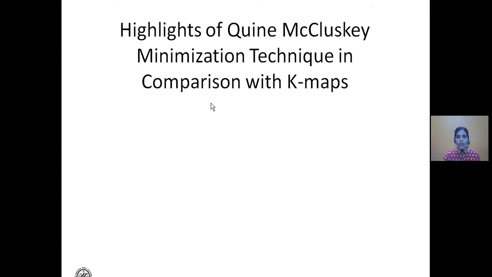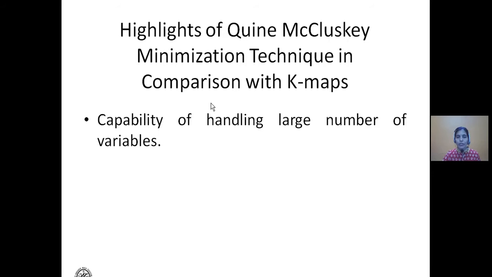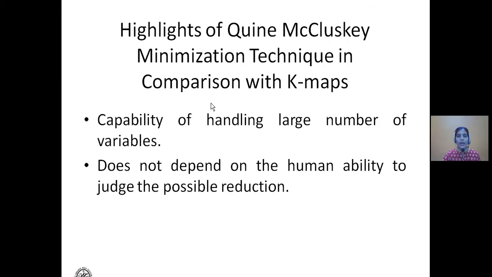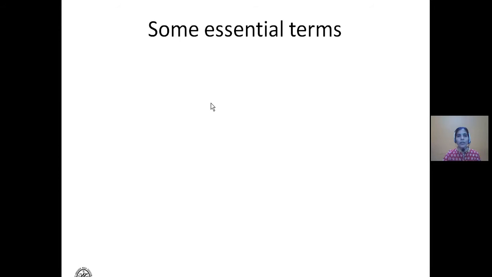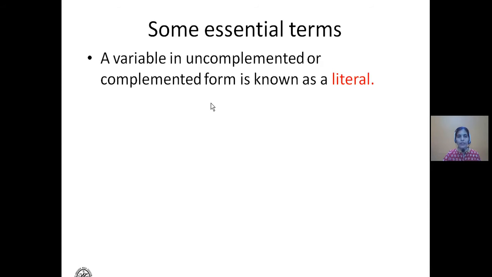So some of the highlights of this new method, which is the Quine-McCluskey method, is it has a capability of handling a large number of variables. It does not depend on the human ability to judge the possible reduction, and therefore it ensures the minimized expression at the end of this procedure. And it is more suitable for computer implementation than the graphical method of K-maps. So let us first look at some essential terms before we proceed to understand this method.